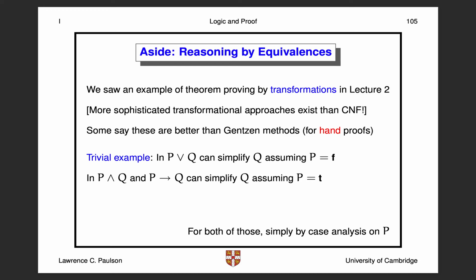Dually, for P implies Q, for example, we can simplify Q assuming that P is true. This is perhaps the easiest one to see intuitively. Remember that if P is false, the entire formula will be true vacuously, irrespective of Q. So only when P is true does the value of Q matter at all. So we can simplify Q under the assumption that P is true.